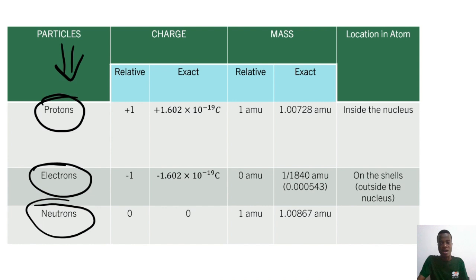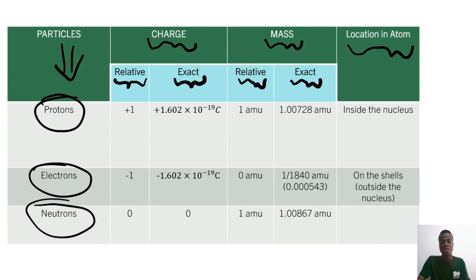The various criteria that we have are, we are going to look at the charge. We are going to compare them in terms of mass, compare them in terms of the location. The location, I know we know, but when it comes to charge, we are going to talk about relative charge, and the exact charge that they have. The same thing for mass, the relative mass, and then the exact mass. So let's talk about the charge first.